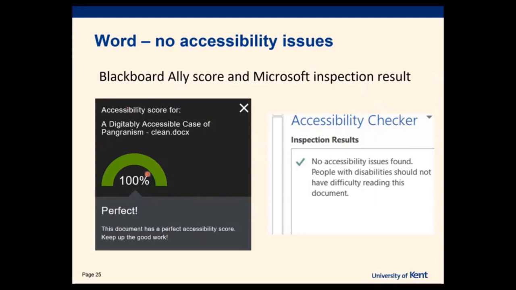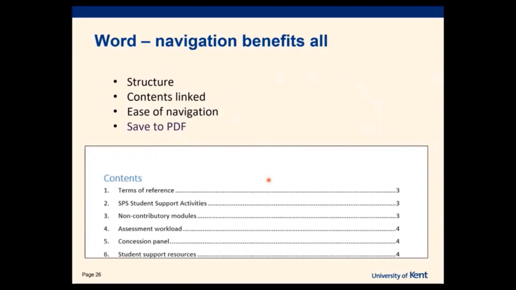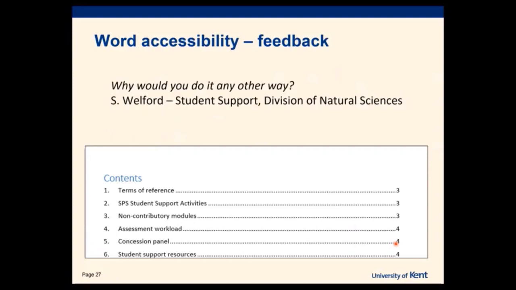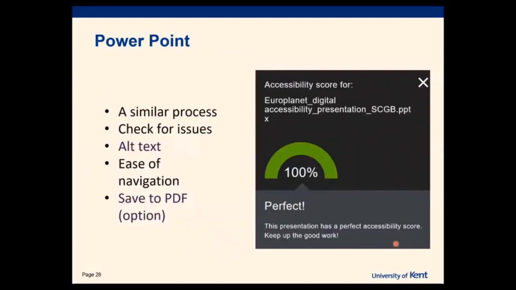And at Kent, we have a complementary accessibility checker, which also checks how navigable your document is. So some of you have seen documents where if you click on the contents, it will hyperlink somewhere else on your screen, on the document. And one of the most efficient people that I know said to me, why would you prepare documents any other way? This is just so efficient for preparing minutes and reports.